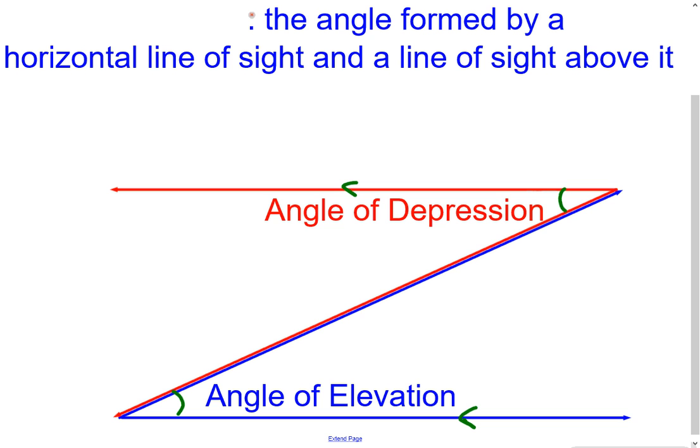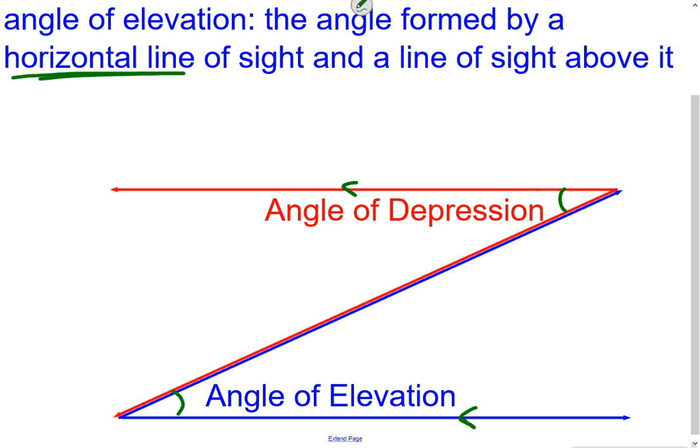Now my next one, the angle formed by a horizontal line of sight and a line of sight above it. That is our angle of elevation. And again, two important pieces: a horizontal line and a line above it. So in my picture, we have the blue, the angle of elevation, and again, a horizontal line and a line above it. So we can see that one of the sides of the angle of elevation is going up.